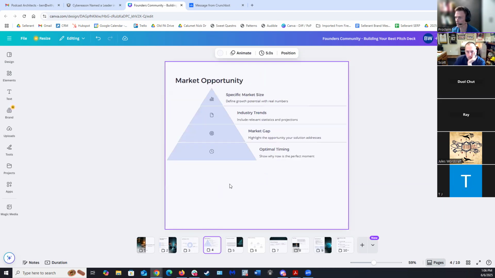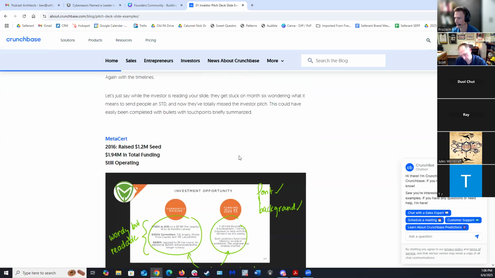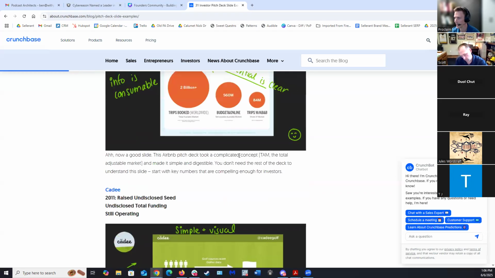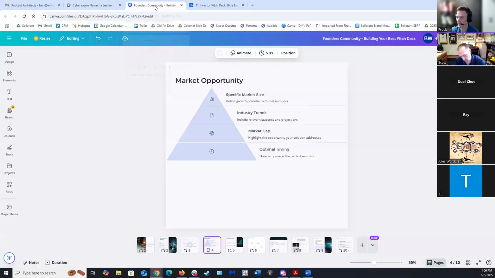Then market opportunity. You'll see, Crunchbase's material that we'll go through in a moment has a version of market sizing with the circles, or sometimes you'll see the circles within each other. That's very familiar formatting for investors. I like doing it that way.